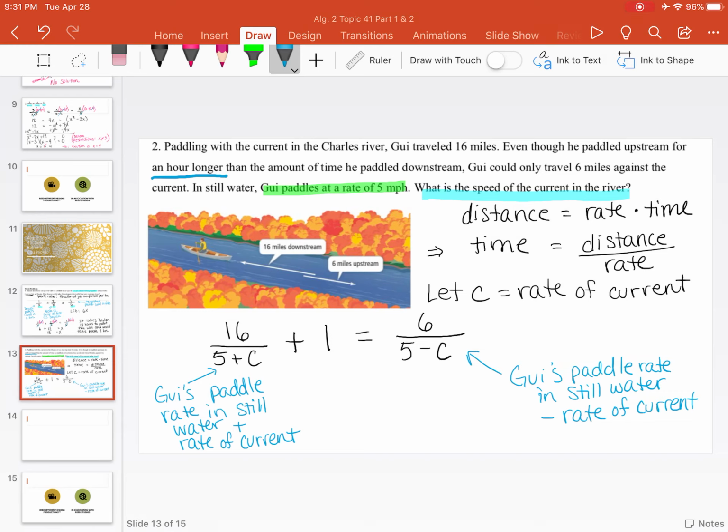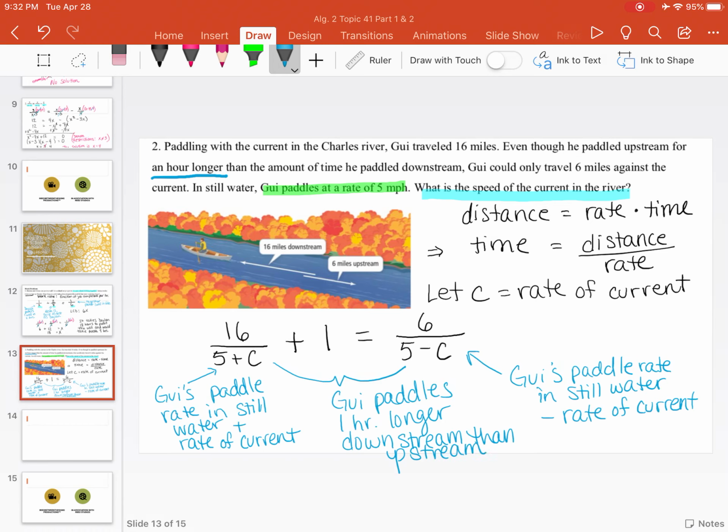Now this 1 is the 1 hour, because Guy paddles 1 hour longer downstream than upstream. And there we have it. So now that we've fully completed our equation, we're going to go about and solve it.